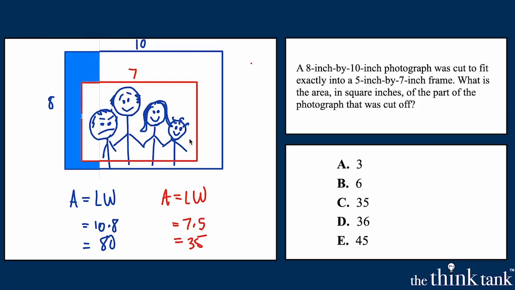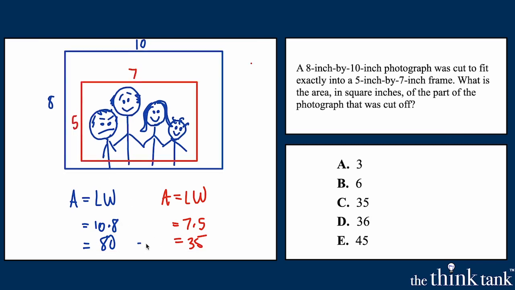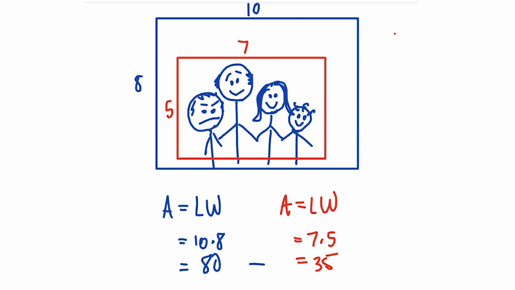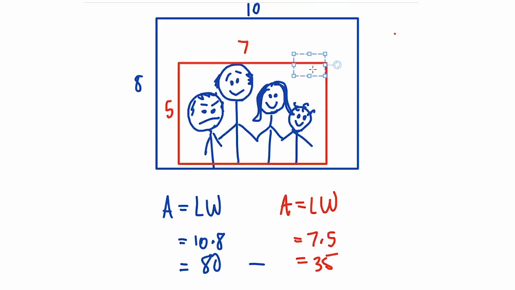And really all the dead space is just when I take the 80 and I subtract the 35 that I'm keeping. So all I need to do to get the area of all the removed parts is just the 80 minus the 35, which is going to be 45. So to put this in perspective, it doesn't matter exactly where I put that red rectangle. Like maybe I wanted to cut a little bit higher so I get just the faces, or maybe I want to go a little lower so we cut off the dad's bald hair, right?